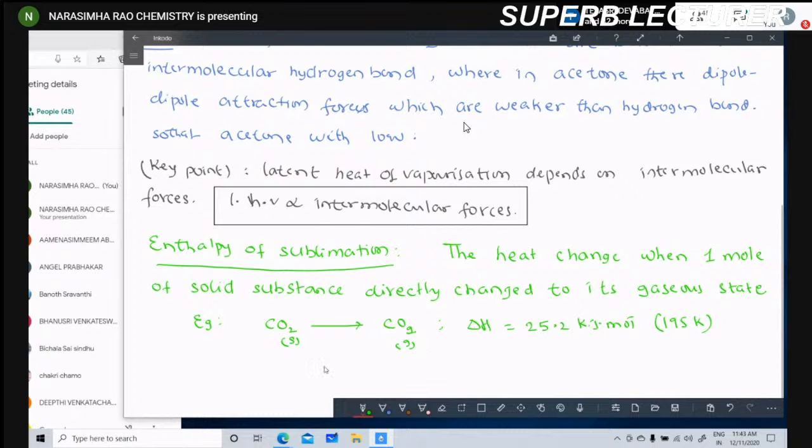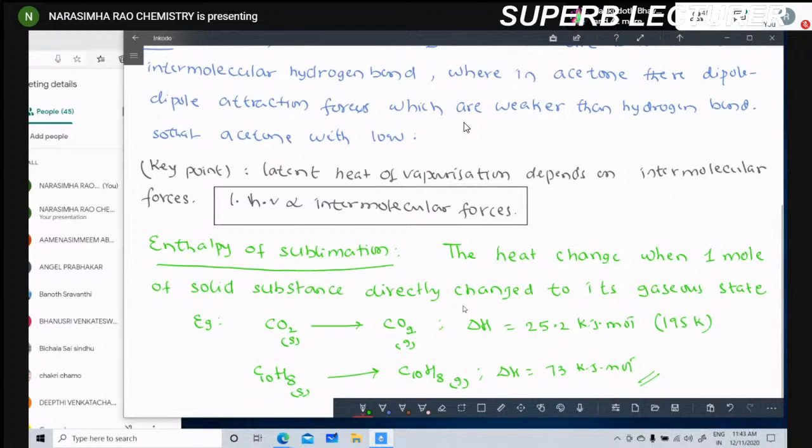Next, naphthalene, C10H8, in solid state, is converted to C10H8 in a gaseous state. For this process, delta H is equal to 73 kilojoules per mole. Children, is it clear? Yes, sir.